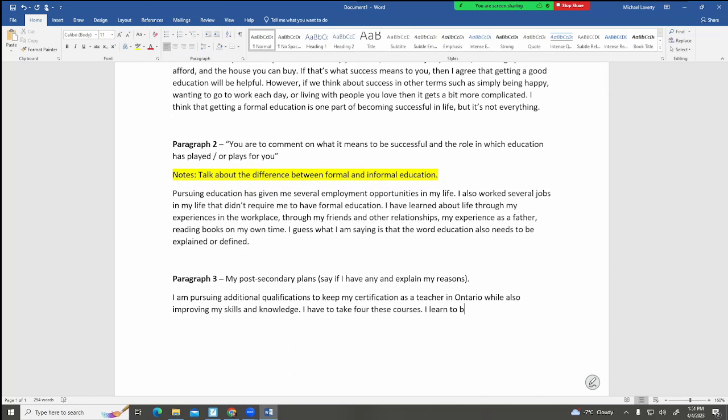I learned to be a better teacher by reading books about education, being a father, staying up to date on how education changes, and then my own definition of success leads me to, I don't know, dot, dot, dot.